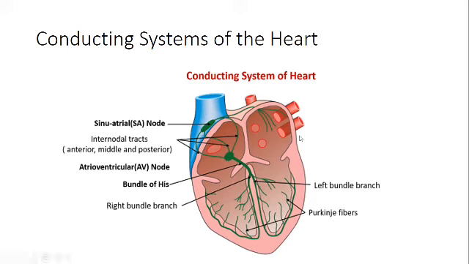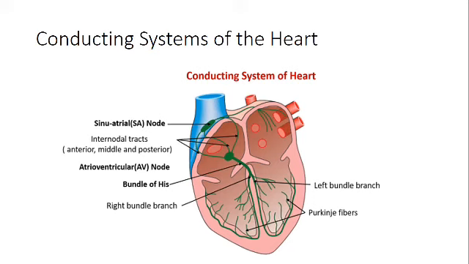The AV node also has a secondary pacemaker function that takes over this role. And because the AV node doesn't have as much charge as the SA node itself, it beats at a slower rate of about 40 to 60 beats per minute.